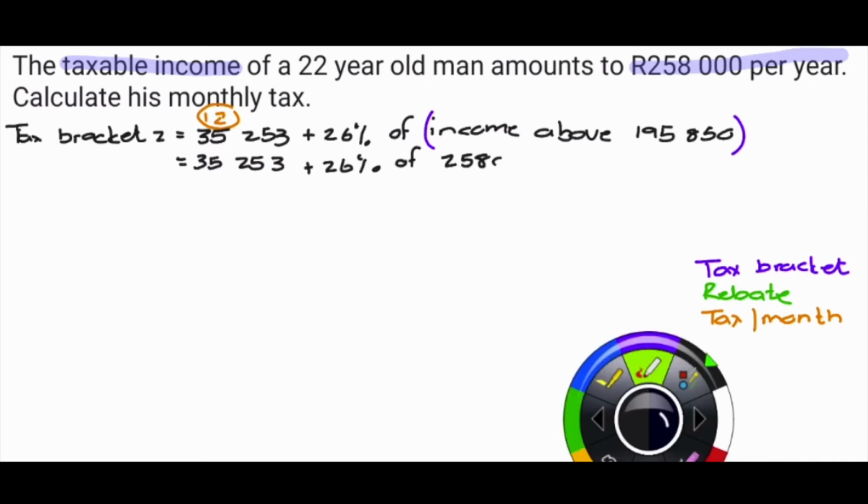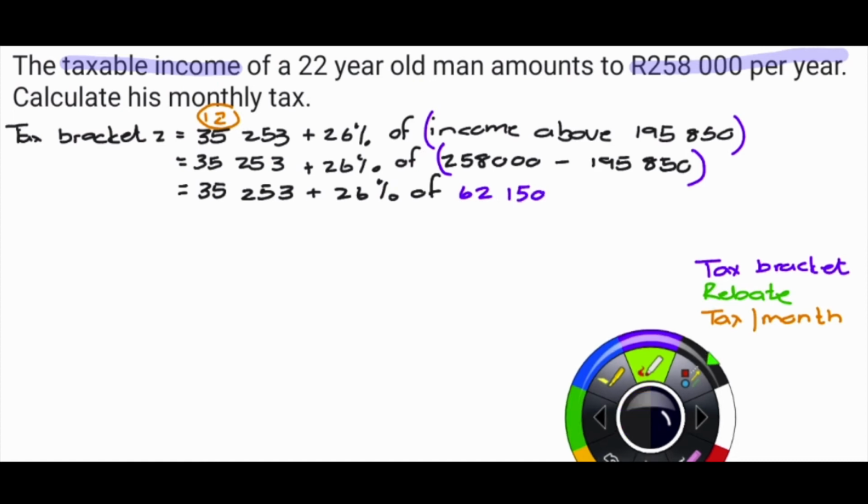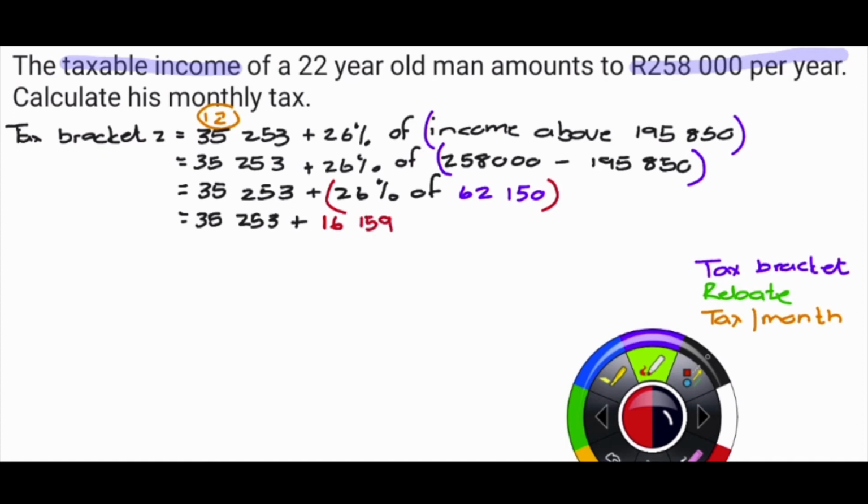Income above in this case is that 258,000 minus 195,850. I'm using purple brackets to indicate what I'm going to do first. I'm using red brackets to indicate the percentage part of this calculation, 26% of 62,150. Another way of writing 26% is 26 over 100. Another way of writing of is times. I mark on the right-hand side if I'm done with the step.